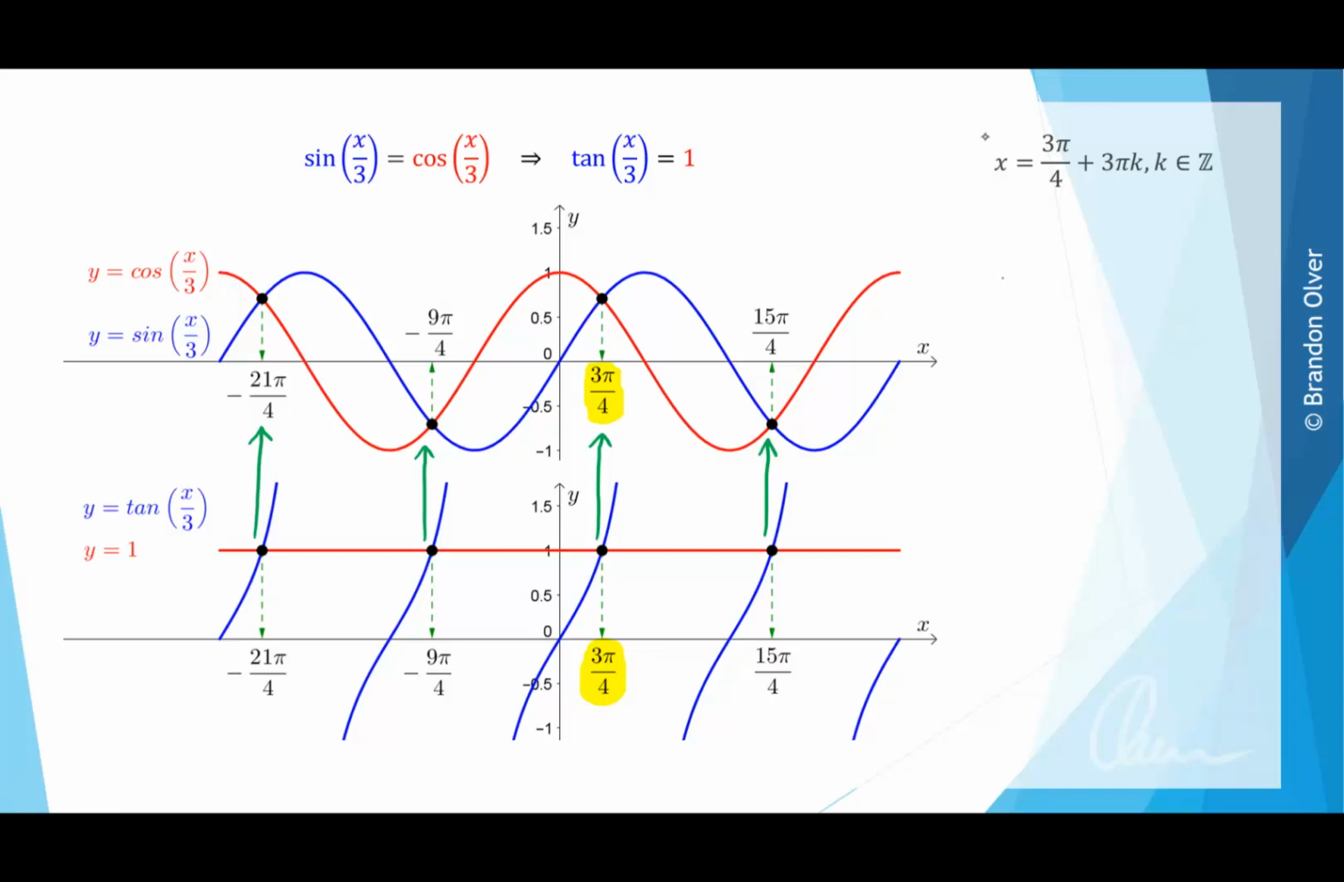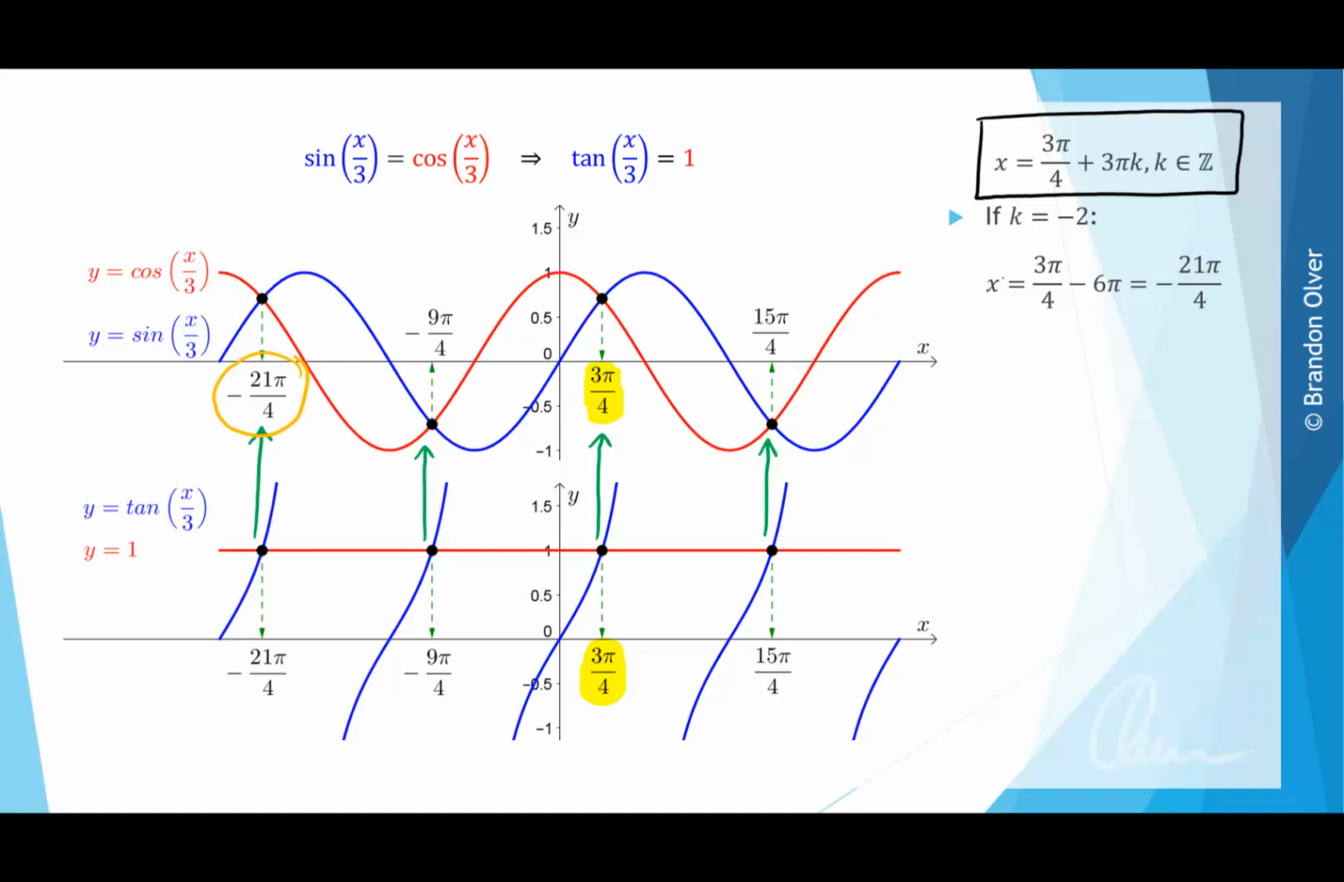Now, just before we finish up, I think it would be useful for us to explore what this general solution actually means. So we have x is equal to 3 pi on 4, which is a specific solution. It's 3 pi on 4 in yellow highlight here. And then it's plus 3 pi k, where k is an element of integers. So what happens when we change k? So if you have a look, if k equals negative 2, what this does is it gives us x is equal to 3 pi on 4 minus 6 pi, because 3 pi times negative 2 gives negative 6 pi, and that will give us the point negative 21 pi on 4, which is this solution down here.